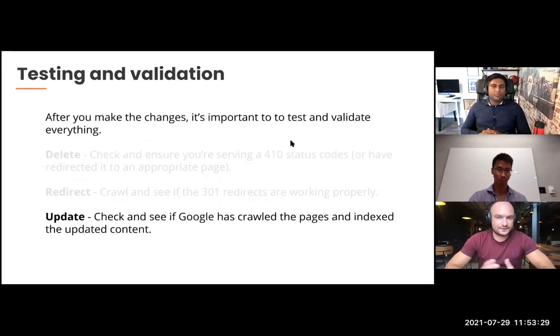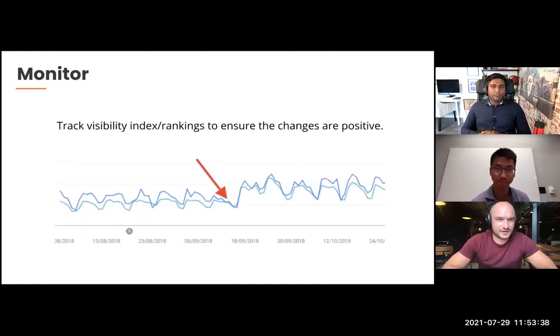And then again, check and see how we validate that. So we check and see if Google's crawled the pages and indexed that updated content. And then we monitor it. So we track the rankings, and we just make sure that it's all positive. If it's not, roll it back.